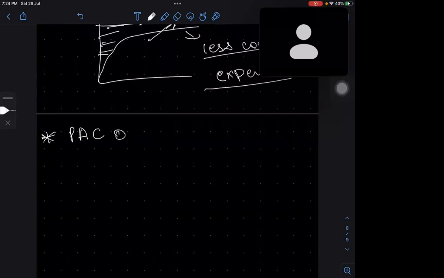Though I want to discuss this topic in very much detail about PAC optimality. Okay, let's start. So, any idea what is PAC optimality?